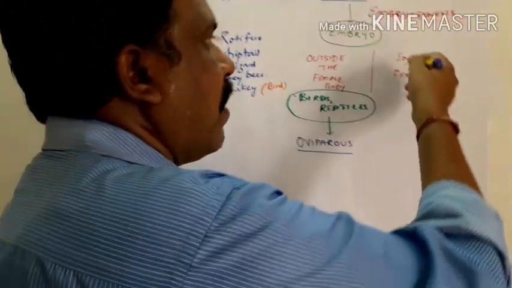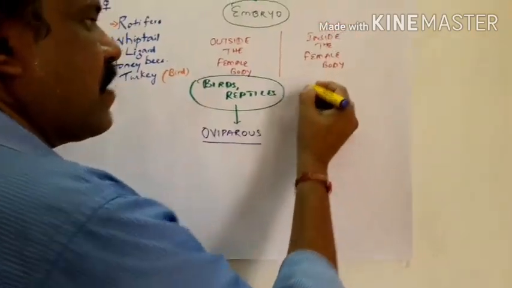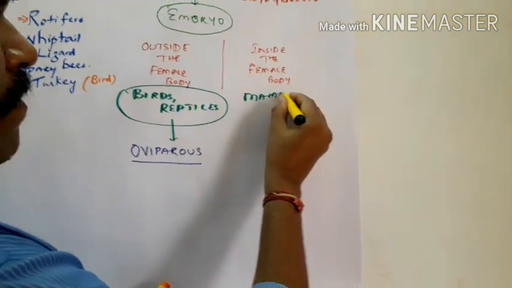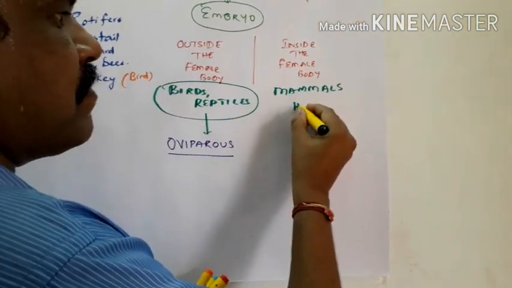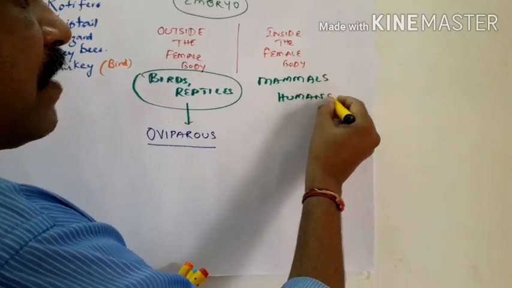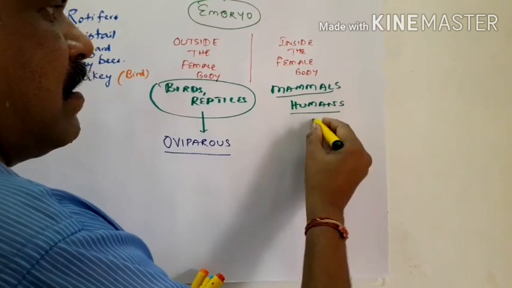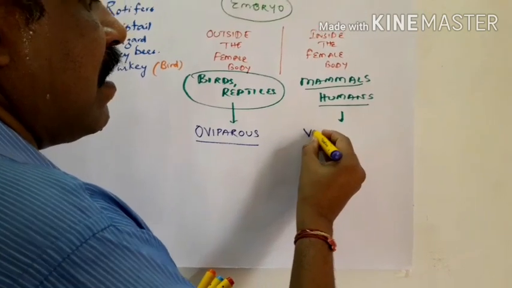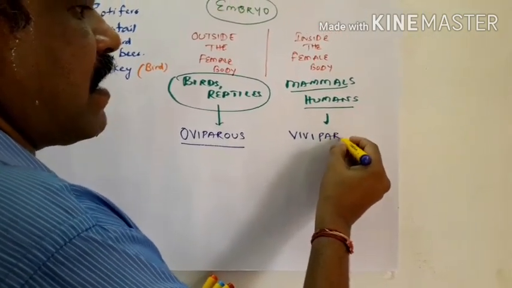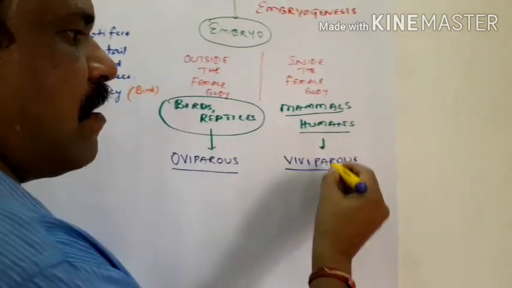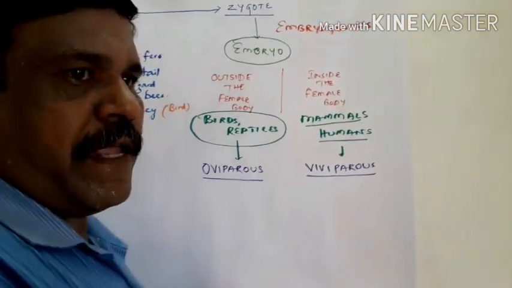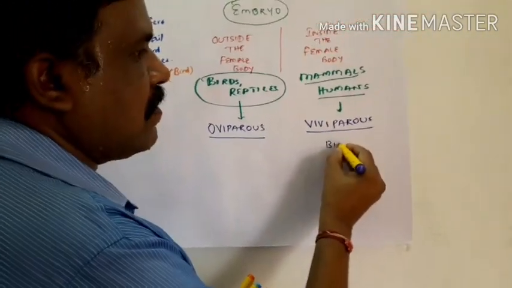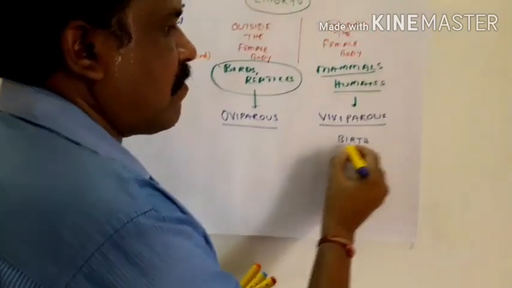But in the case of the one which is occurring in the female body, you can take the example of the mammals. If you take the example of mammals, including human beings, in these cases the embryo is developed inside the female body. So here we call this viviparous. Viviparous means the one developing inside the mother's body, and she gives birth. So the young ones are produced by birth.